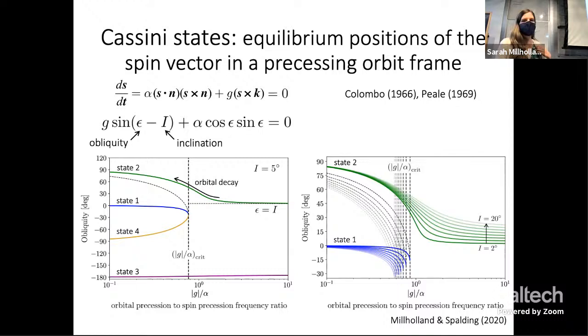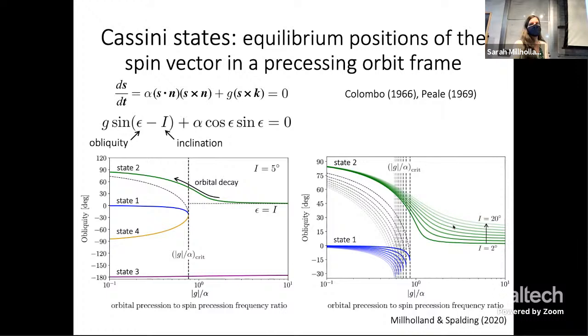So the key idea then is that for these close-in planets, tidal dissipation will rapidly force the planetary obliquity to equilibrate in either state one or state two. And so if this ratio of G over alpha is out here, beyond unity, then state two is the only state that the planet can occupy. And so the obliquity gets forced to be non-zero by at least the amount of the orbital inclination.